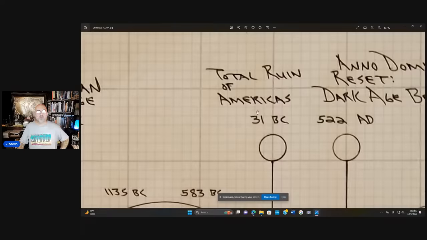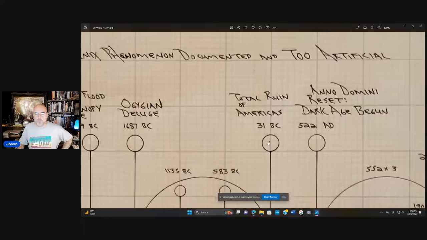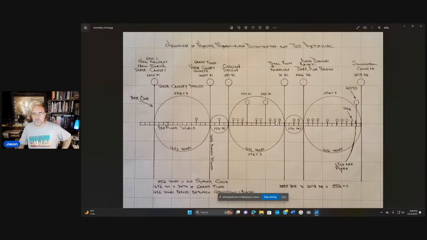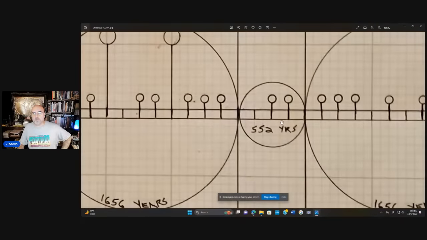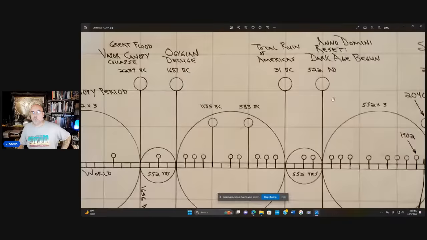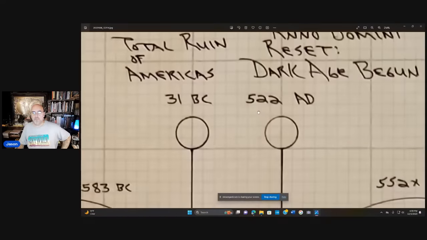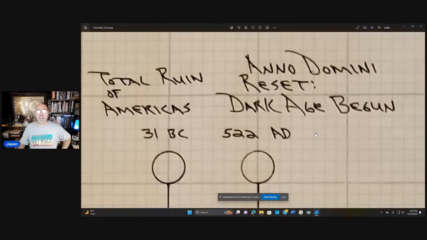The total ruin of the Americas, the last date on an Olmec date stele. A fiery red dragon appeared over Egypt. You Archaix veterans, Phoenix veterans, already know the history. There it is right there, 1656 years. And then look, another Phoenix cycle, 552 years to what? 522 AD. That is when our calendar for the Anno Domini really began.